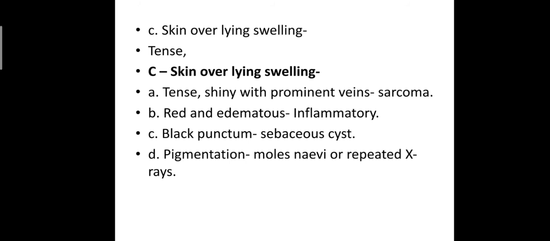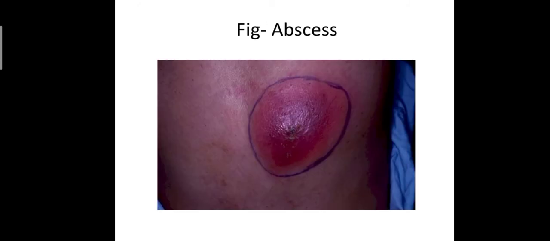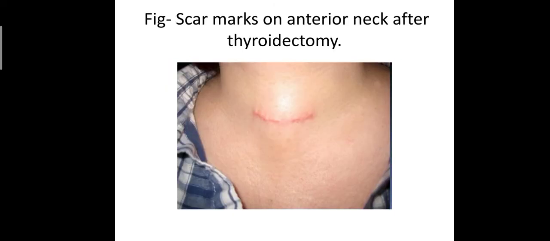Skin overlying the swelling: tense, shiny with prominent veins, sarcoma; red and edematous, inflammatory; black punctum, sebaceous cyst. Pigmentation: moles, nevi or repeated X-ray. A scar: previous operation, injury, suppuration. Peau d'orange appearance mainly in cancer breast. This is a typical abscess. A scar mark on the anterior neck after thyroidectomy.